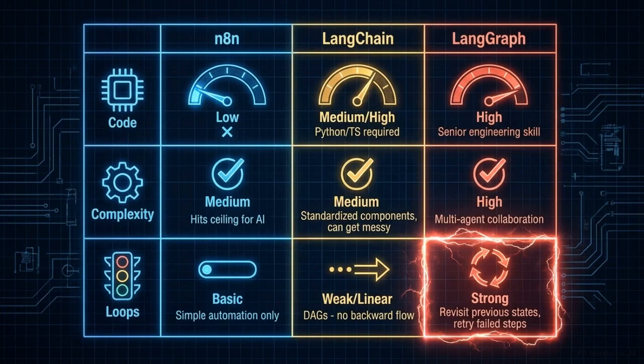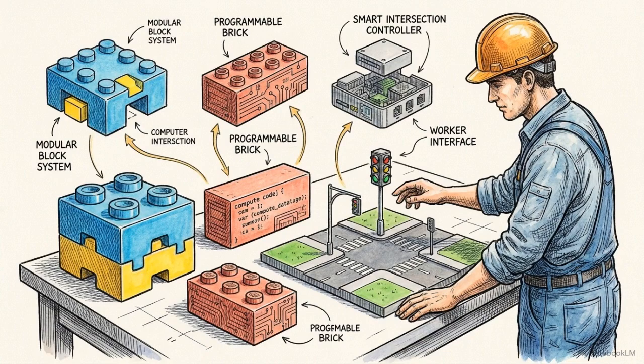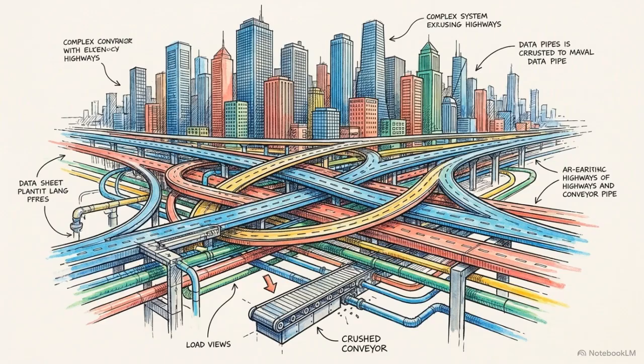This table compares our 3 foremen side by side. n8n is highly visual and beginner-friendly. LangChain requires coding and is best for straightforward tasks. LangGraph requires the most coding skill, but it handles those complex looping tasks. The tool you pick now determines how much work you'll have to do later. Using a simple assembly line for a complex city-sized project often leads to tangled logic that is difficult to manage as your project grows.